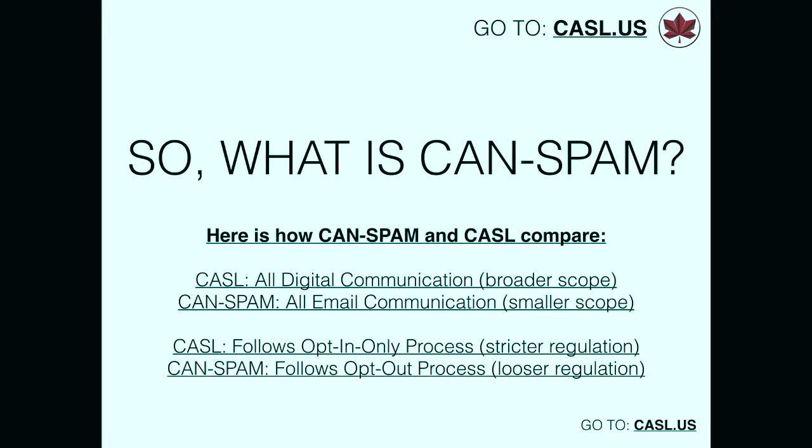With CASL, people have to opt into your list in order to hear from you. You can't just grab email lists from out of the blue and email them. That used to be possible under CAN-SPAM as long as people were allowed to opt out. That's called the opt-out process. However, under CASL, people have to give you implicit or explicit permission to email them. Otherwise, it's considered spam under CASL. So that means CASL has much stricter regulation than CAN-SPAM.